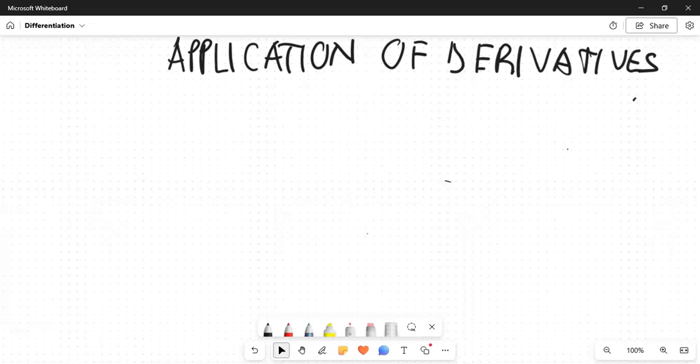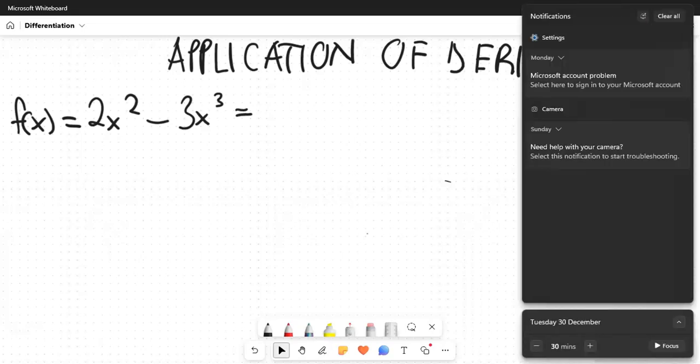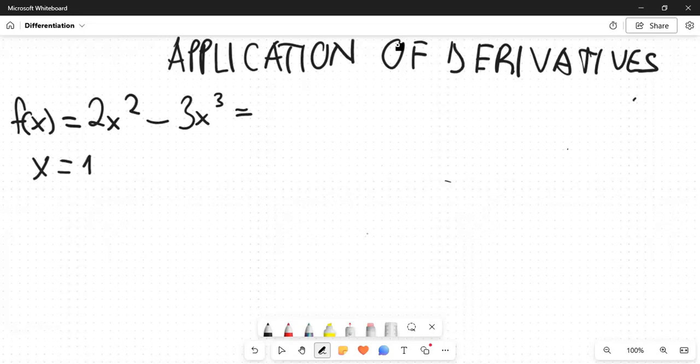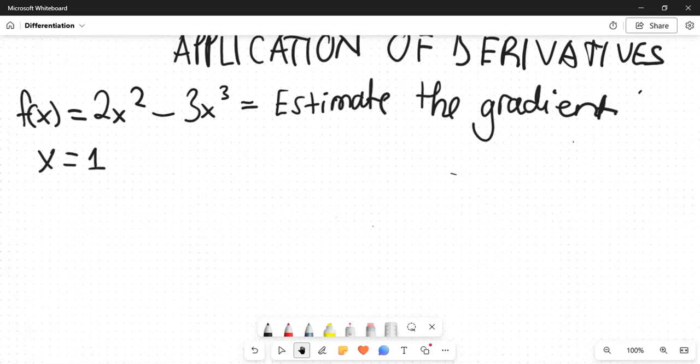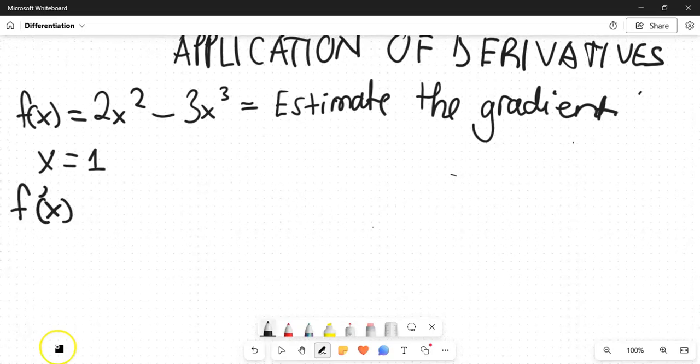Okay, so you can be given the equation right here. If f(x) is equal to 2x squared minus 3x cubed, and we're told to find the gradient if x is equal to 1. So we have to find the derivative of this function if x is equal to 1.